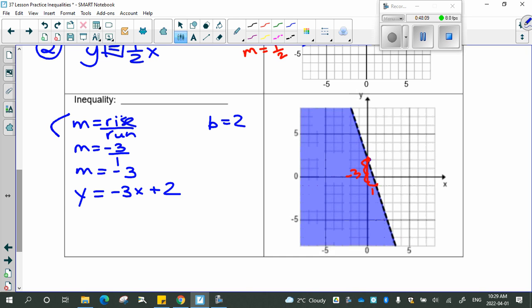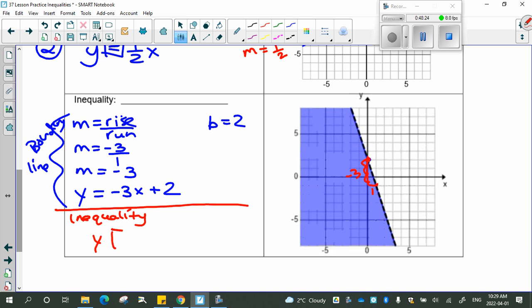So my equation of my line is y equals negative 3x plus 2. So this is all my boundary line work. And now I want to do my inequality. So it's going to be y, and then I have to figure out what to put in the box, negative 3x plus 2, to show what shading and whether my boundary line is dashed or solid.